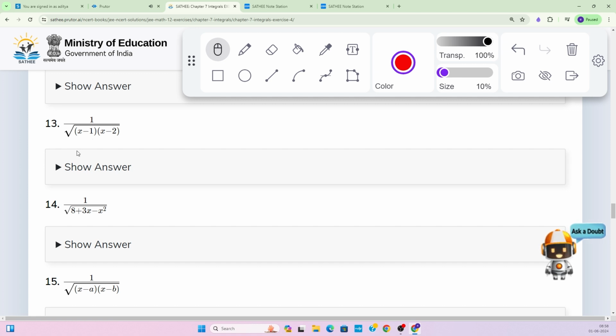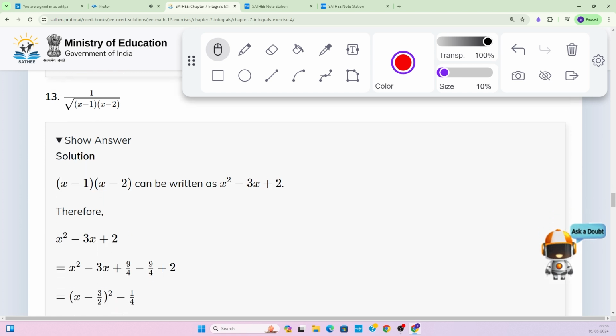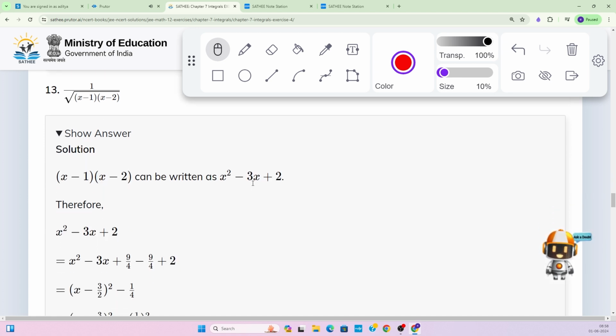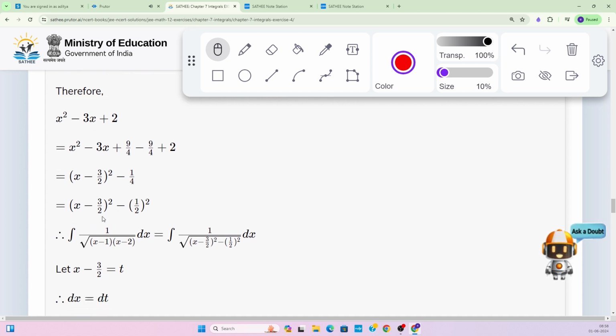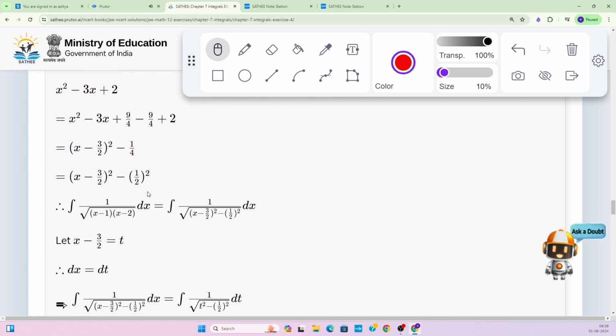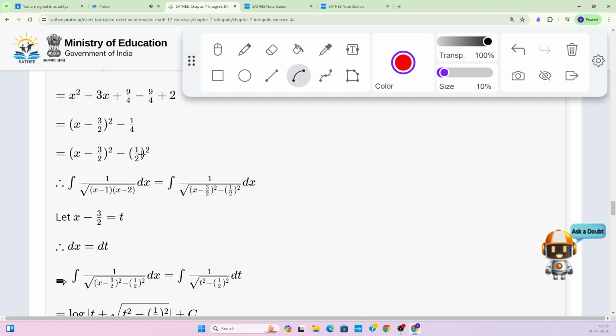Now, 1 by root of x minus 1 times x minus 2. How are you going to solve this? Quite simple. First of all, this can be rewritten as x square minus 3x plus 2, which is x square minus 3x plus 9 by 4 minus 9 by 4 plus 2. This makes a completing square: x minus 3 by 2 whole square minus 1 by 4, which means x minus 3 by 2 whole square minus 1 by 2 whole square. Now your original integration is transformed into this form using the completing square method.